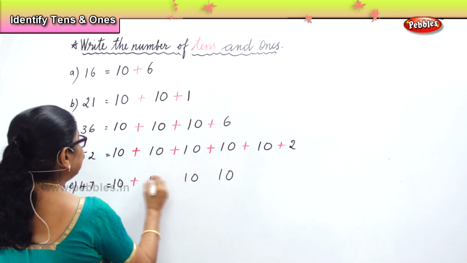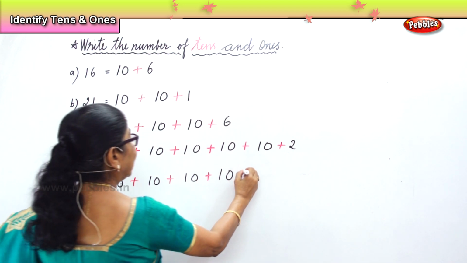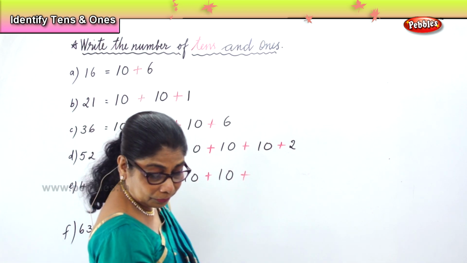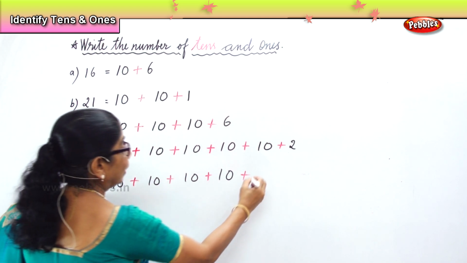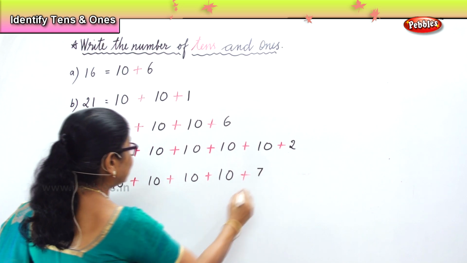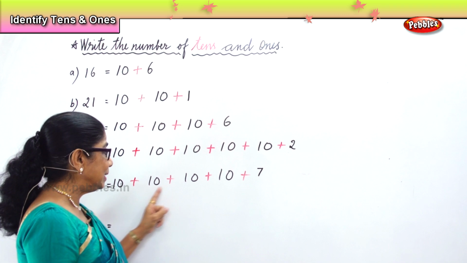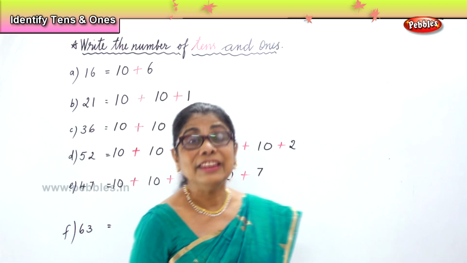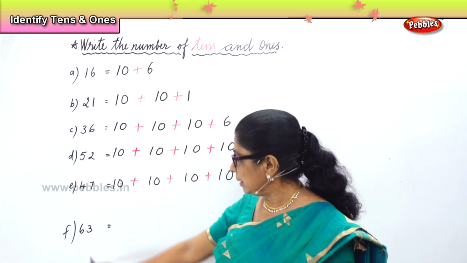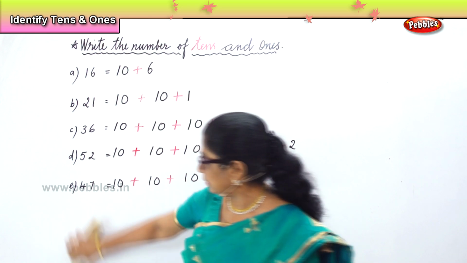So 10 plus 10 plus 10 plus 10. How many ones are there? How many ones left? There are 7 ones. So look at the numeral 47. 10, 20, 30, 40. 40 plus 7, 47. Now let's look at the numeral here, and that is 63.